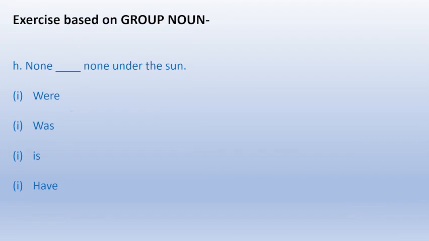None dash none under the sun. Were, no. The sentence is showing a universal truth, so was will also not be placed here. Is, yes, is will be placed here. None is none under the sun. Okay, because none indicates a singular noun. That is why we will place only the singular form. And obviously have will not be placed here. We are not having any perfect tense, nor any possession. So have will also not be used here.